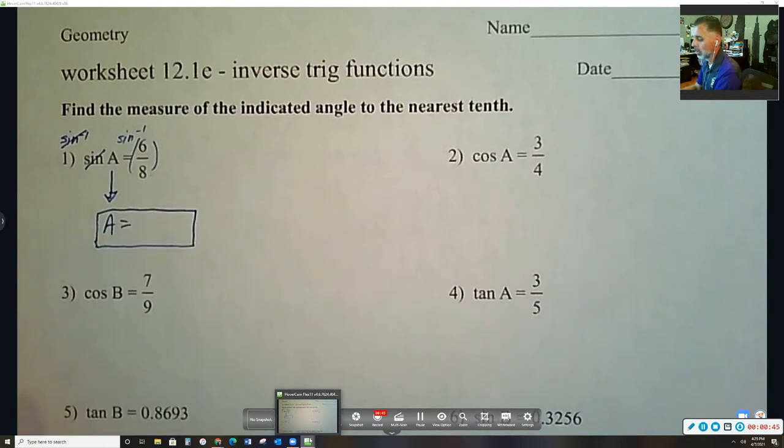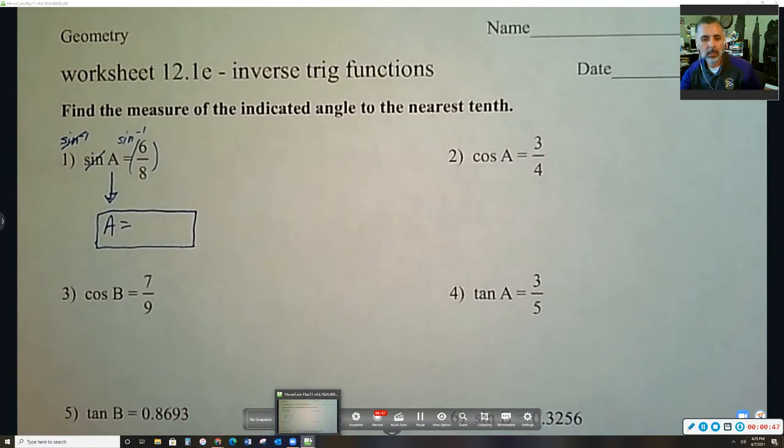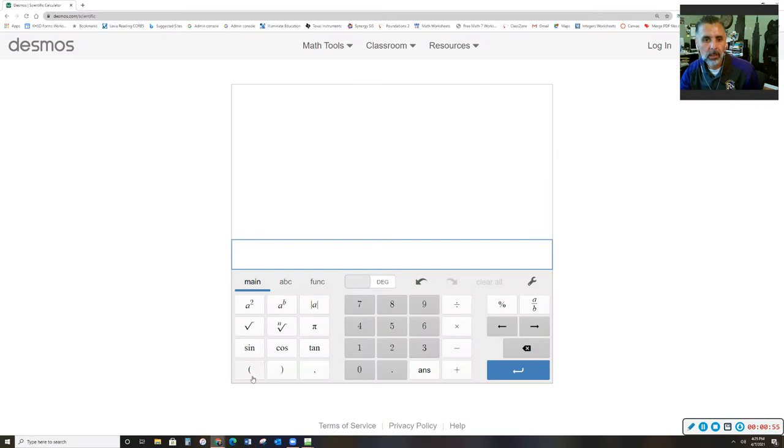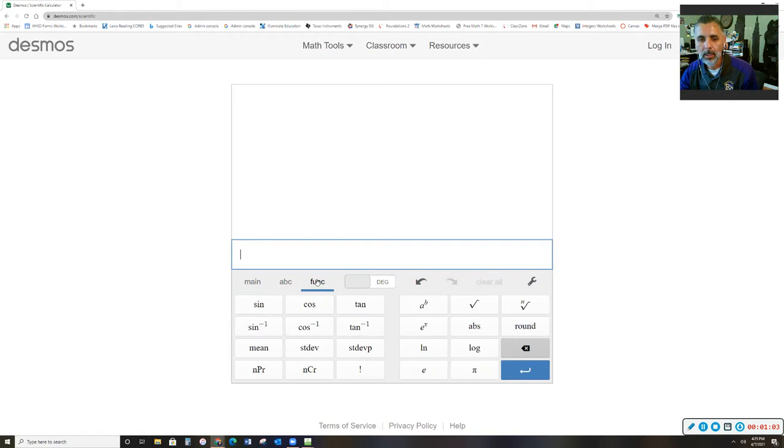Now I'm going to show you how to find it on Desmos, the Desmos calculator. Hopefully this works out and you can see everything. I have sine inverse of 6/8. The sine inverse, if you look here, is not on the main buttons. You have to push function over here. If you push function, see, then the inverses come up. So we're looking for sine inverse. There's sine inverse, and then type in the ratio 6/8.